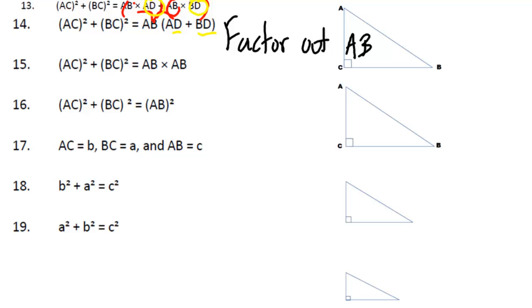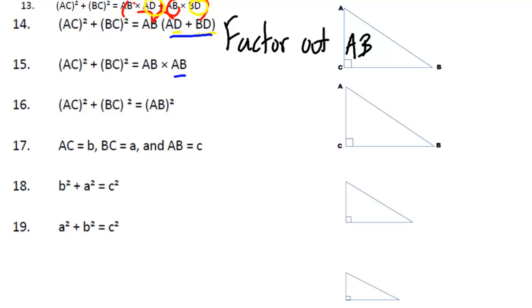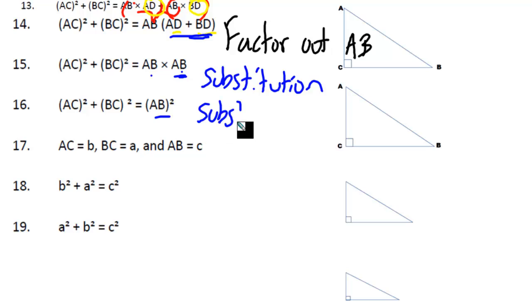In the next step, they took that AD, here's what's changed from 14 to 15. AD plus BD turned into just AB. And the fact of the matter is, in line 12, AB was equal to those two things. Now we are just literally substituting. AD plus BD is the same thing as AB. That is, again, substitution. You're taking out one thing and putting in something equal to it. And then another way of writing AB times AB is to just say AB squared. So that's, again, really substitution.